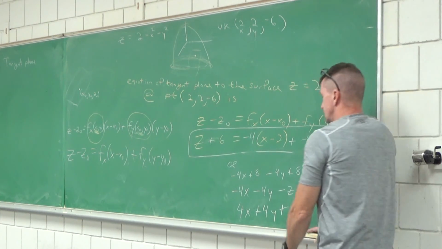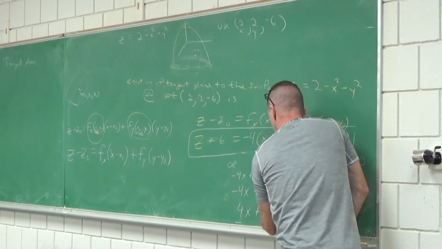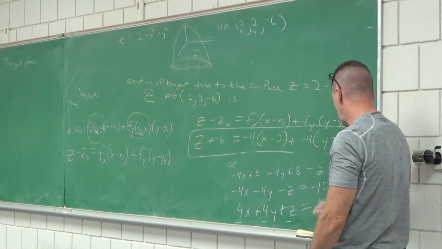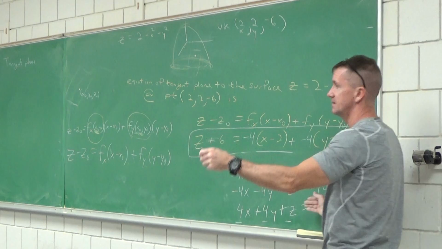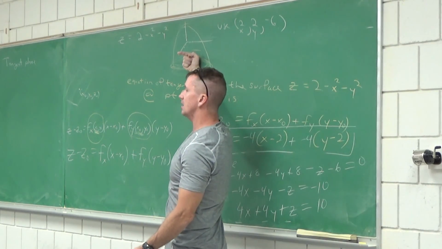And why did I do this? What are these numbers here again? The 4 and the 4 and the 1. We don't care about the 10. The 4, 4, and 1. The normal. That's the normal vector to the plane. That's the vector that comes right off that plane.